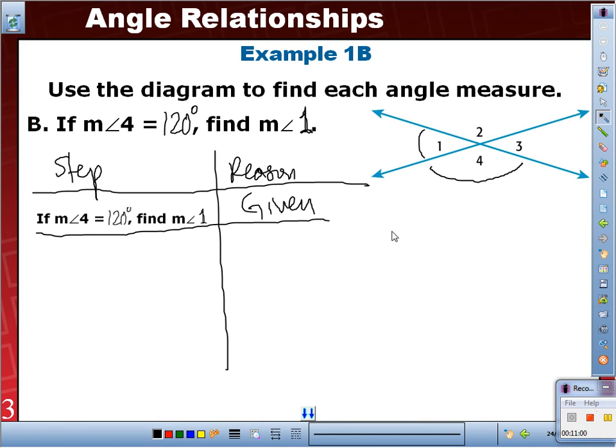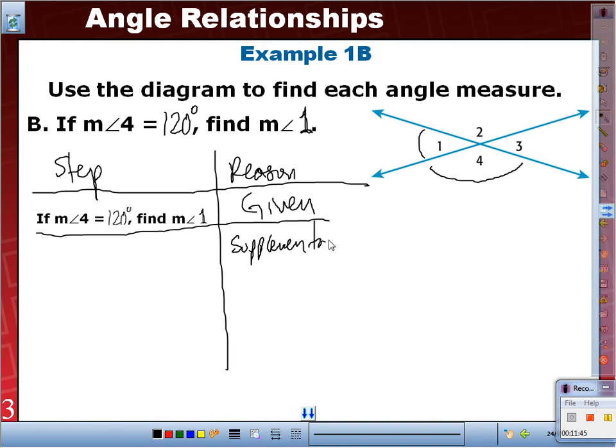Let's see. Leslie C. They are adjacent. Okay. We're close. But what else? Yeah, that's adjacent. Karim. They are supplementary. Supplementary. Let's see if you see it.